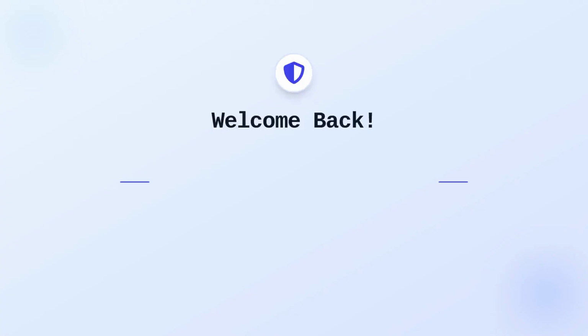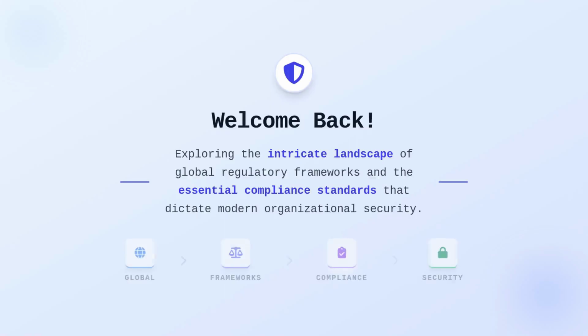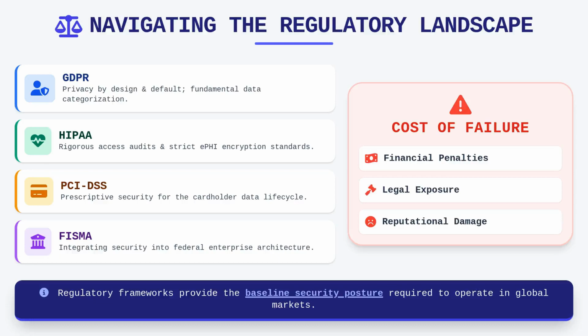Welcome back. In this chapter, we will explore the intricate landscape of global regulatory frameworks and the essential compliance standards that dictate modern organizational security. Navigating the regulatory landscape can often feel like a bureaucratic exercise, but these frameworks provide the baseline security posture required to operate in global markets.